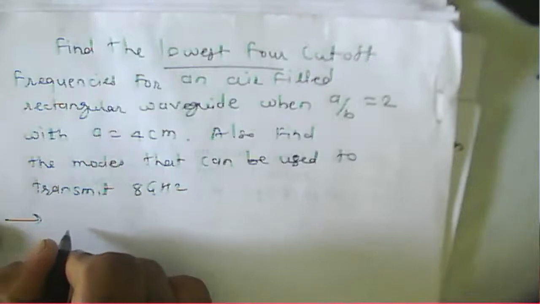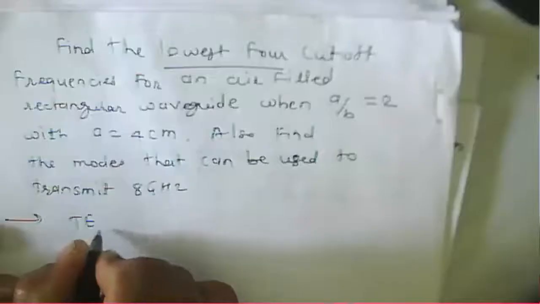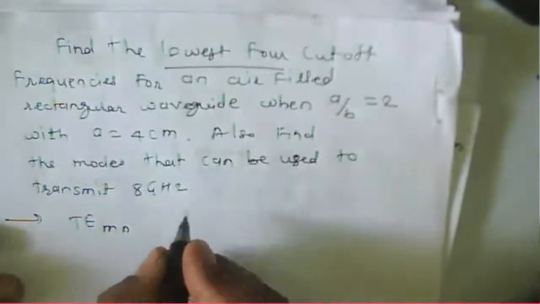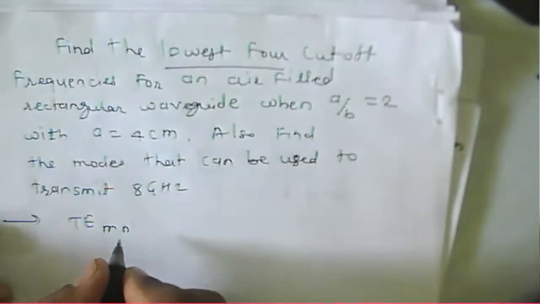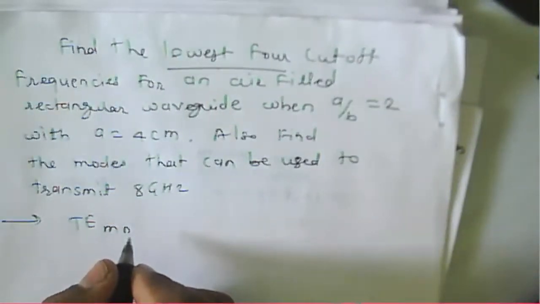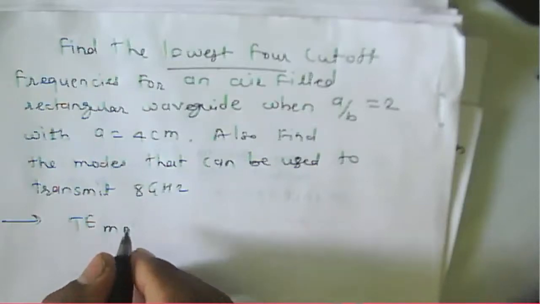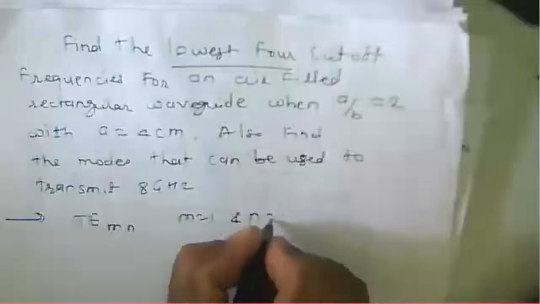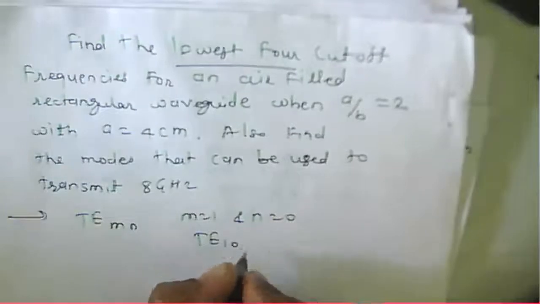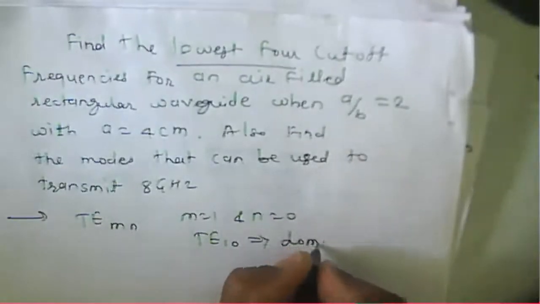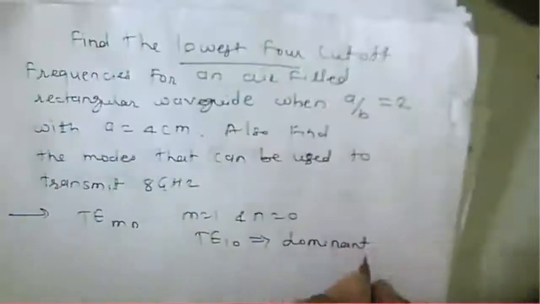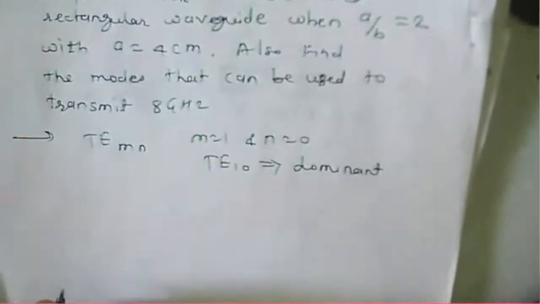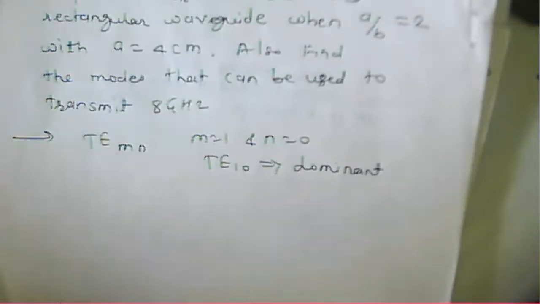So for the TE mode, what generally happens? We write TE mn. Here m can be 0, 1, and n can be 0, 1, likewise. And we know that the dominant mode is where m is equal to 1 and n is equal to 0. We say that the TE10 mode is the dominant mode because it has the lowest cutoff frequency and highest cutoff wavelength.